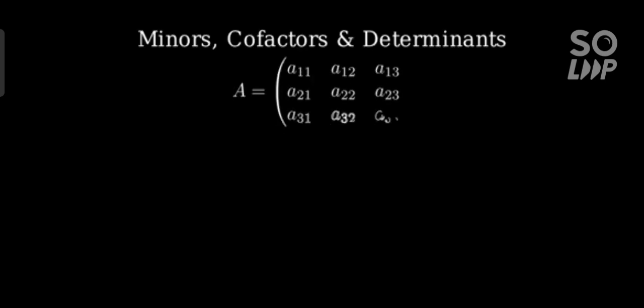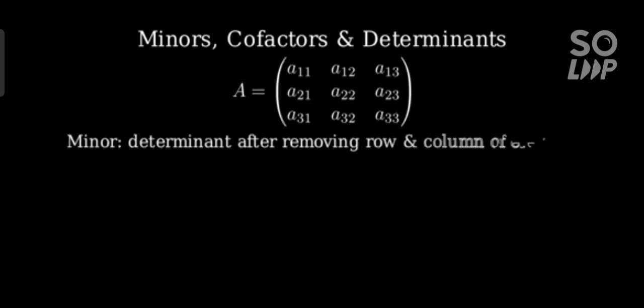Welcome! Today we'll learn about minors, cofactors, and their role in finding determinants of matrices. Let's break this down step by step. Let's start with a 3 by 3 matrix as our example. Here's our matrix A with elements a 1,1, a 1,2, and so on.